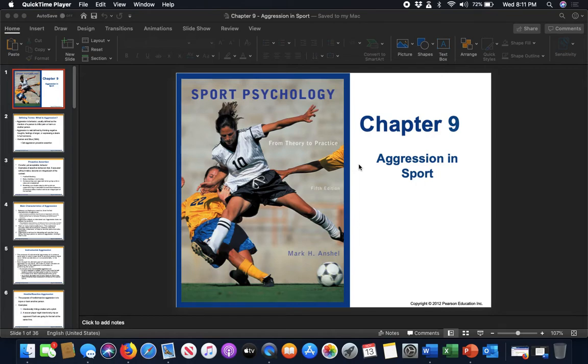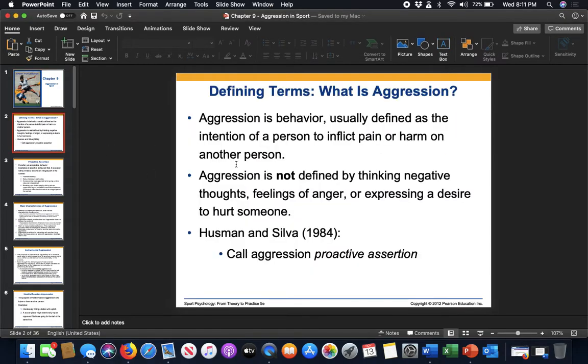Back to chapter 9. Basically, moving on and getting through to the second component of week 3. So that's aggression relating to sport. We talked a little bit about anxiety, arousal, and stress today in class. So why not move on to the aggressive side in sport? Let's take a look through all of our material.